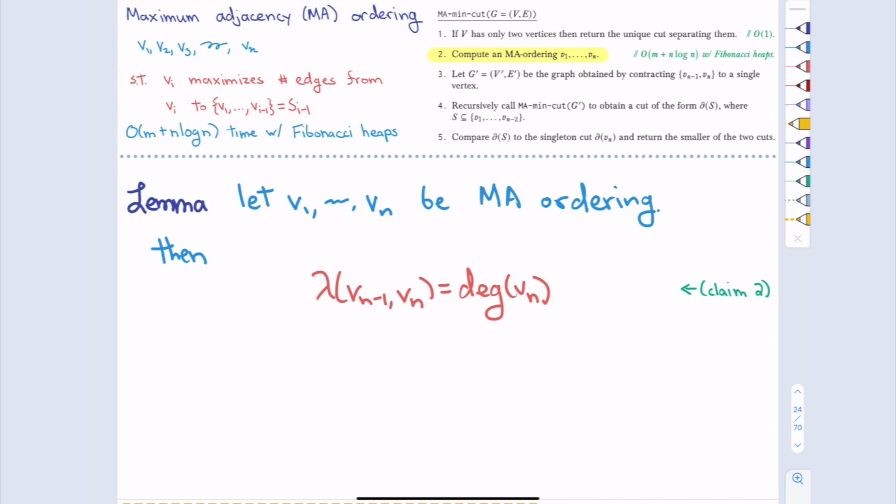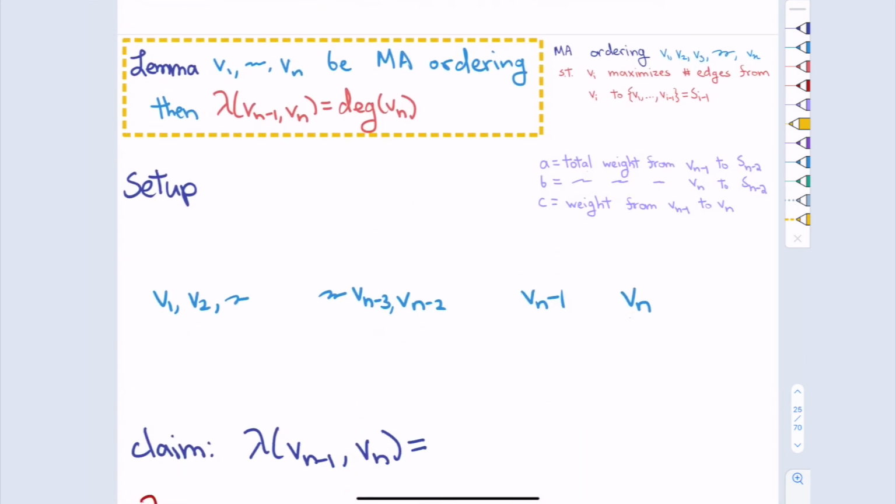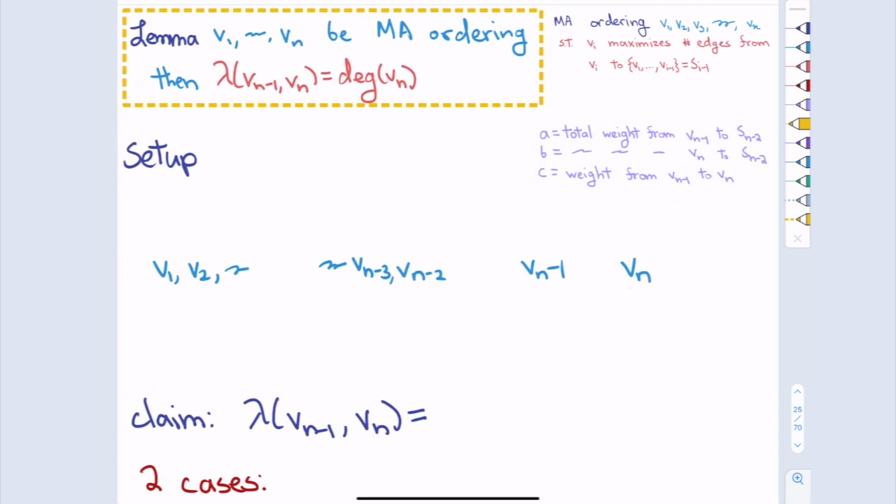Okay, all right. So let me set up the lemma. Here I've written down some vertices, in MA order: V1, V2, Vn minus 3, Vn minus 2, Vn minus 1, Vn.